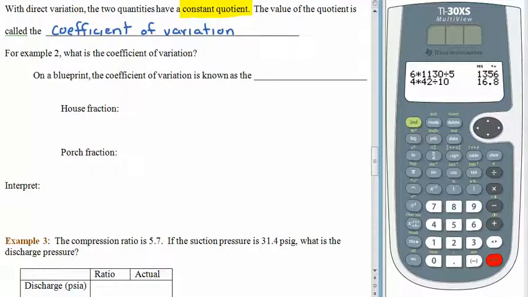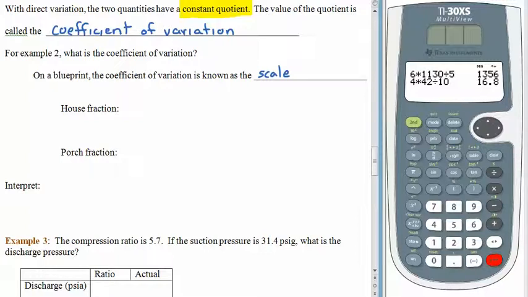So if we were looking back at the example we just did, and we wanted to talk about the coefficient of variation, we'd be talking about some sort of thing that we use to multiply things by when we're working with blueprints. So on a blueprint, the coefficient of variation is known as the scale. You've probably seen map scales before when you're driving. You've got a little thing down at the bottom with some hash marks, and it tells you that 1 inch on the map is worth 50 miles on the real road. It's the same thing for a blueprint. Sometimes it's called a scale factor.